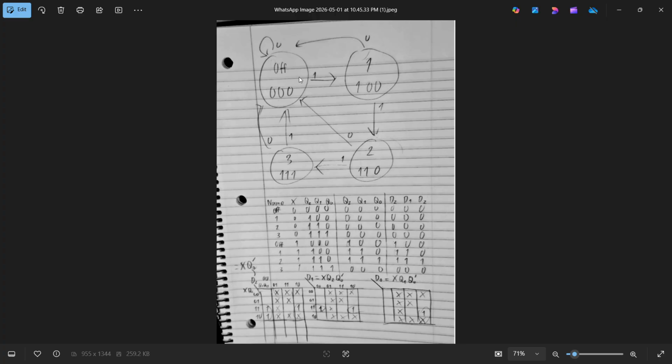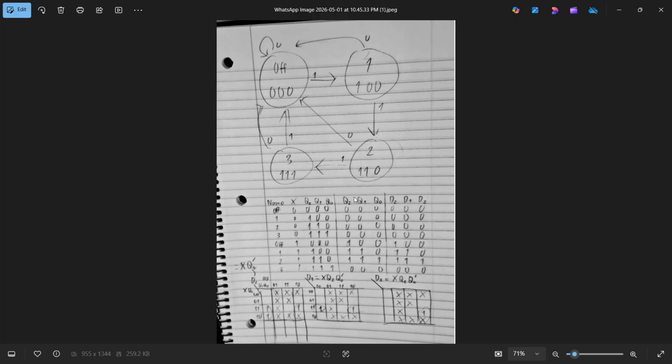I haven't included the transition table, but the transition table shows the current state, the input x, and the next state. When x is 1, the system follows the sequence forward, and when x is 0, the system resets or remains at 000. This is the next state table. Here Q2, Q1 and Q0 represent the current state, and Q2 next, Q1 next, Q0 next represent the next state, and this table is used to derive the Boolean equations that we all know.